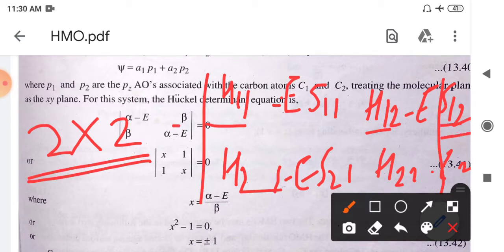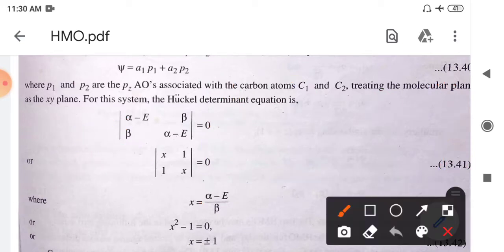And what is the value of S12? The overlap integral S12 is equal to 0, because the S11, S22, S33 values are the only ones equal to 1, and otherwise all the values are equal to 0. So if we solve the determinant, we get the Huckel determinant of alpha minus E, beta, beta, alpha minus E. Okay, so this is the determinant that we can obtain by using Huckel equations.